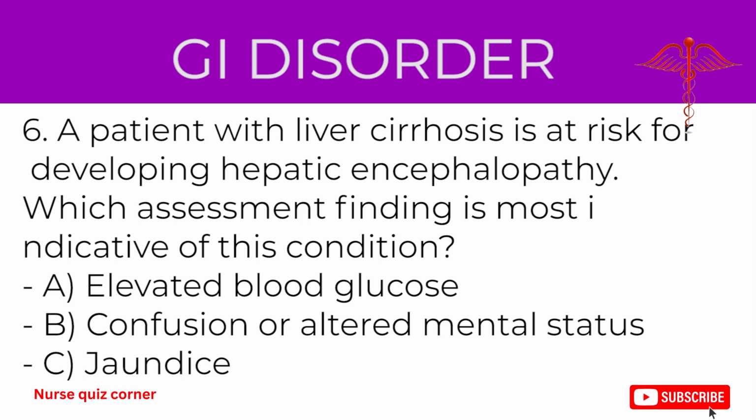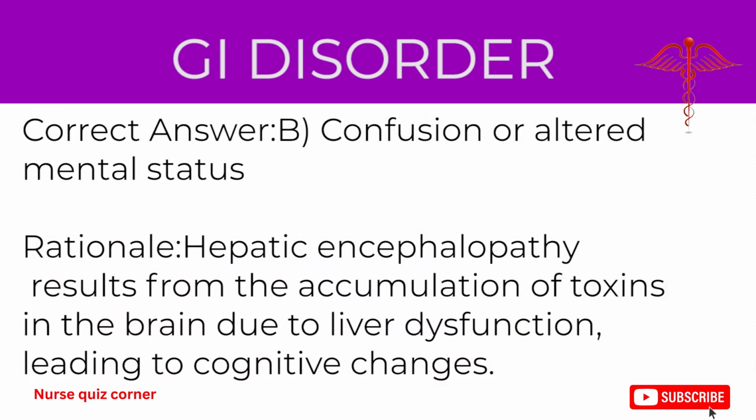6. A patient with liver cirrhosis is at risk for developing hepatic encephalopathy. Which assessment finding is most indicative of this condition? A. Elevated blood glucose. B. Confusion or altered mental status. C. Jaundice. D. Ascites. Correct answer B. Confusion or altered mental status. Rationale: hepatic encephalopathy results from the accumulation of toxins in the brain due to liver dysfunction, leading to cognitive changes.